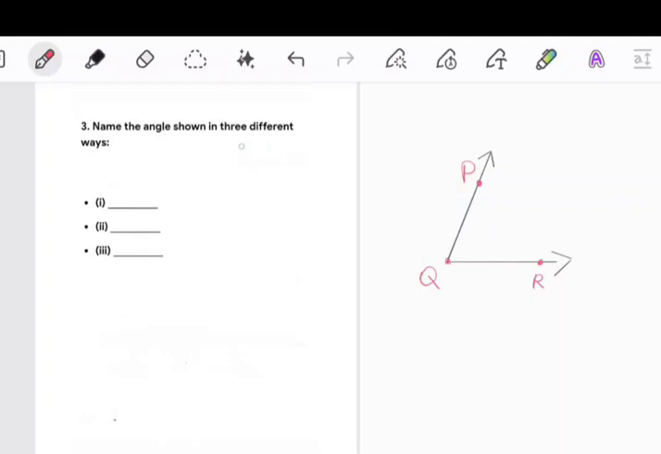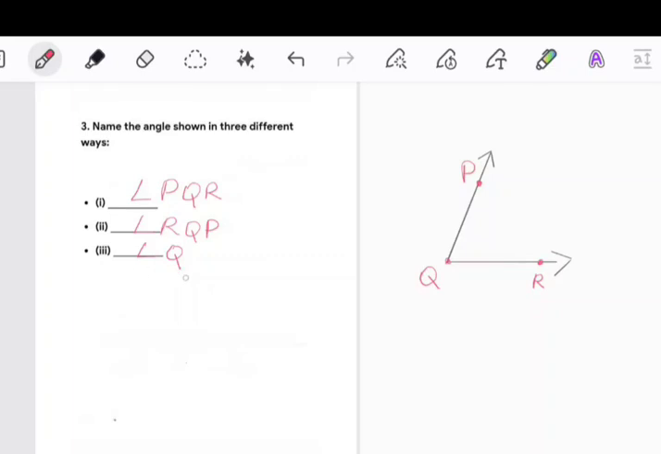Next question, name the angle shown in 3 different ways. Here are 3 figures. We can name these angles in 3 different ways. First we know angle PQR. So we can write angle PQR. And again we can also write this as angle RQP. Okay. Next, we can also write angle Q.